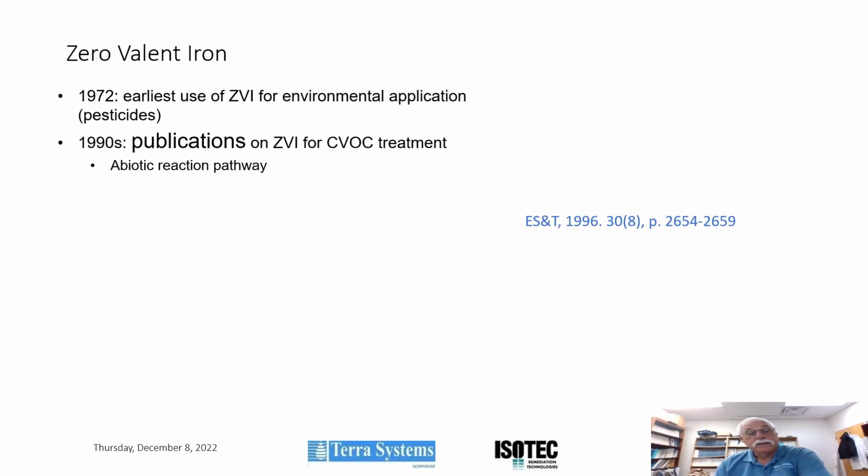Zero valent iron, or ZVI. The first application was for the treatment of pesticides in 1972. In 1990, there were a number of publications on the use of zero valent iron for chlorinated organic degradation. It's an abiotic reaction process.